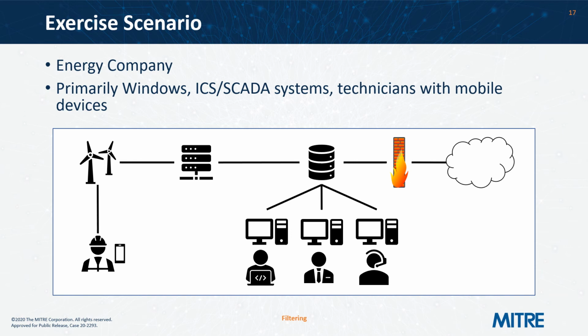So for your exercise, consider a different scenario. In this case, the environment is that of an energy company. Behind an internet-connected firewall, a Windows environment hosts operators, help desk employees, and developers. The Windows environment can communicate through a set of devices to industrial control systems associated with the power generation equipment. In addition, technicians are frequently working on the equipment in the field using mobile devices to troubleshoot, update software, and communicate with the operators and developers.